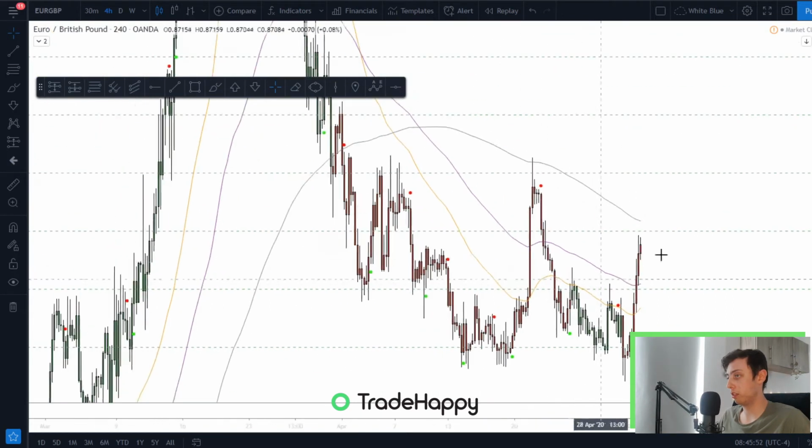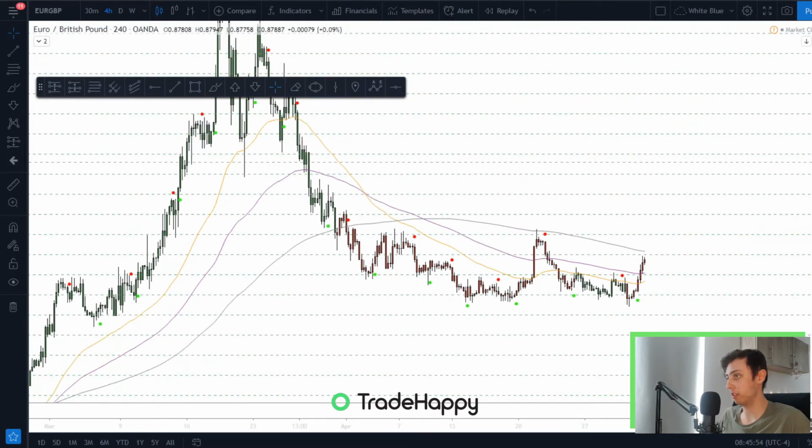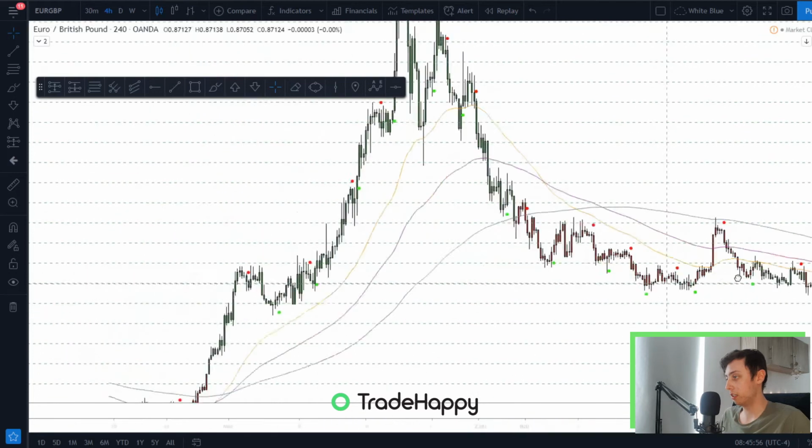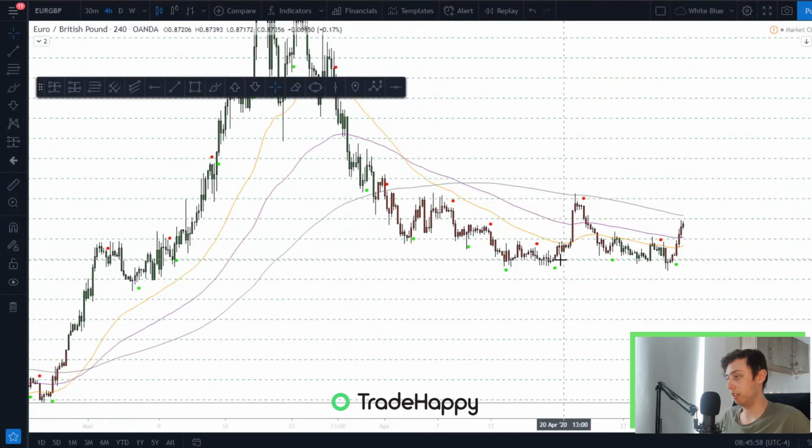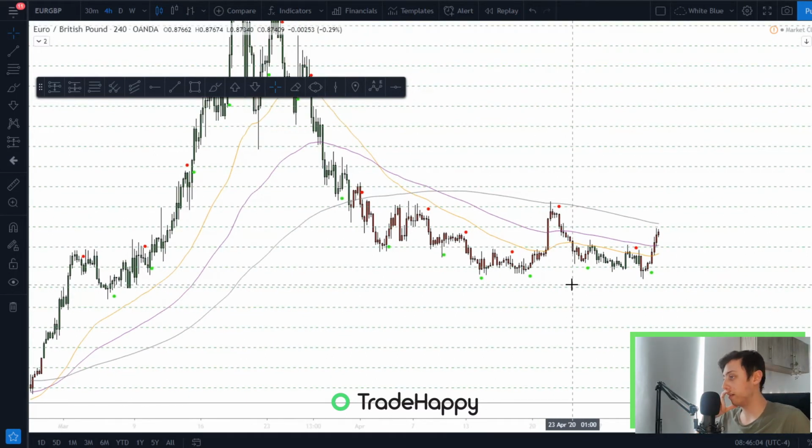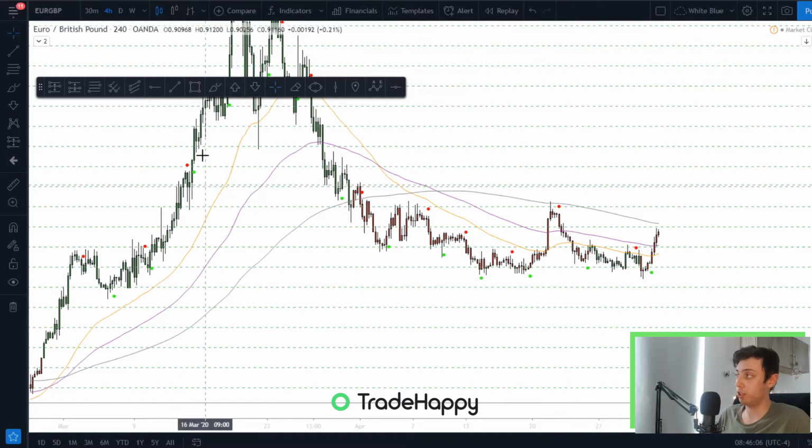Possible short. We just have a look at this on the 4-hour. We have bottomed out at this round number here. So I'm not actually looking for anything at the moment other than a short-term sell.